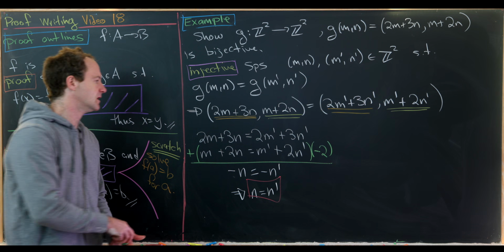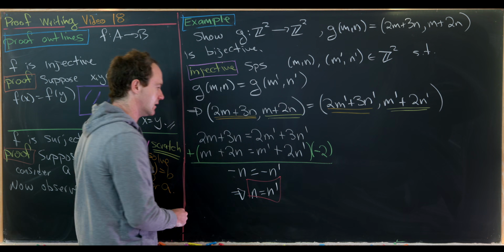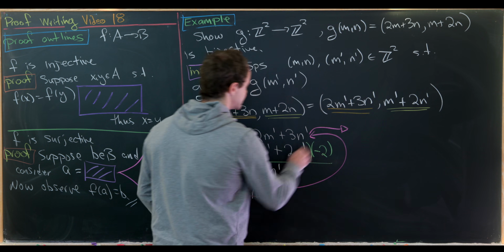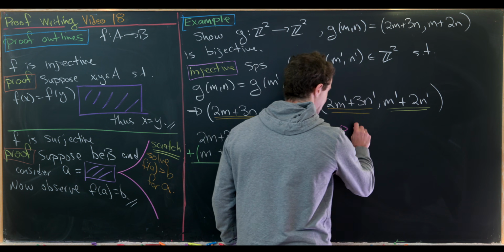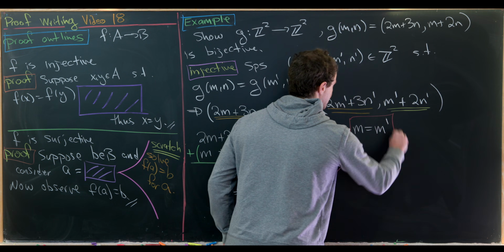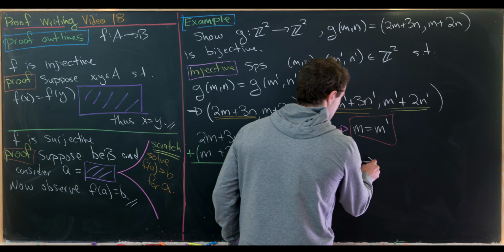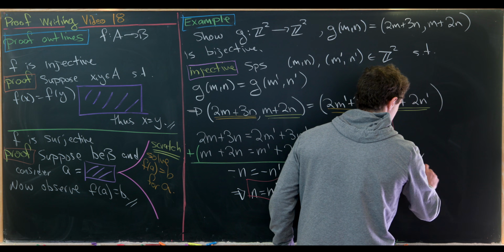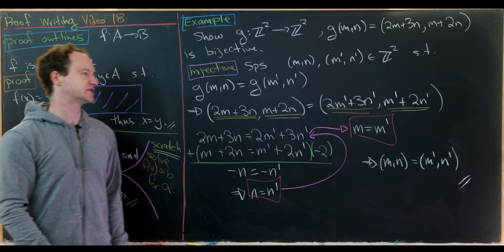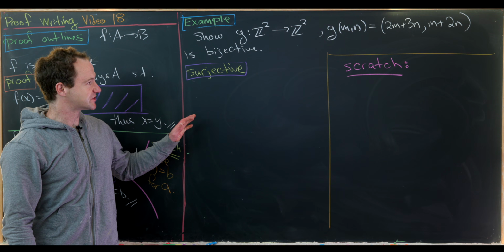Okay, great. But from here, it's a short trip to see that m and m prime are the same as well. We can perhaps take this and plug it into this first equation and do a very little bit of simplification to see that m is equal to m prime. Okay, but if m is equal to m prime and n is equal to n prime, then that means that (m, n) is equal to (m prime, n prime), which is exactly what we needed to finish this proof of injectivity. Now let's show that it's surjective.